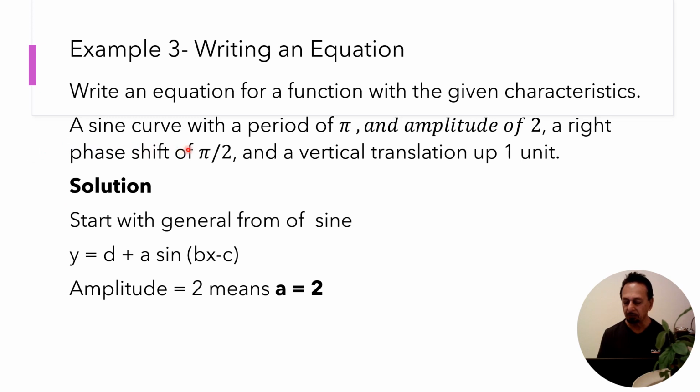A sine curve with a period of pi, an amplitude of 2, a right phase shift of pi over 2, and vertical translation up 1 unit. So we can start with the general form of the sine function: y is equal to d plus a sine bx minus c. So the amplitude is 2, it means a is 2.